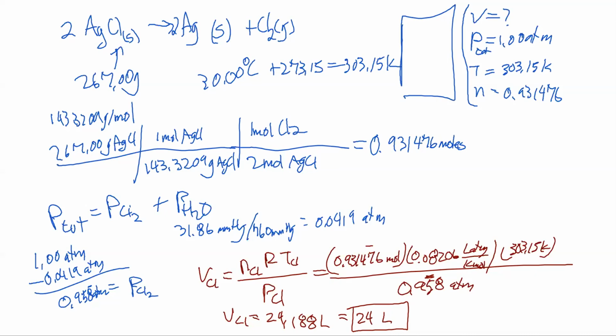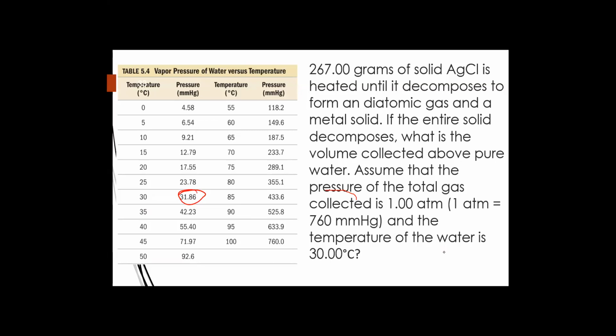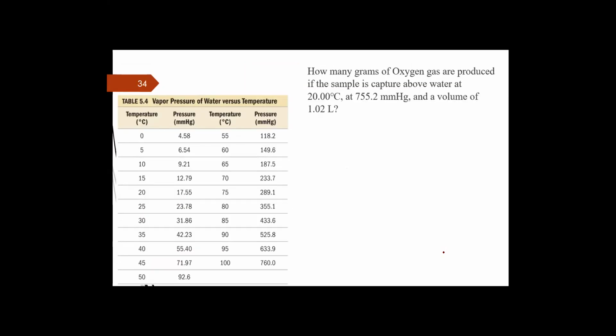So let's go back to our screen, and we can now look at another one. How many grams of oxygen gas are produced if the sample is captured above water at 20.00 degrees Celsius at 755.2 millimeters of mercury and a volume of 1.02 liters? So in this case, we're looking for our grams of oxygen, and we can find our grams by going through the moles of oxygen. So N is what we're looking for.